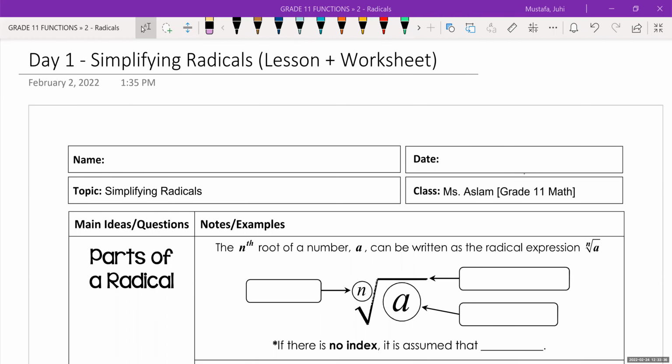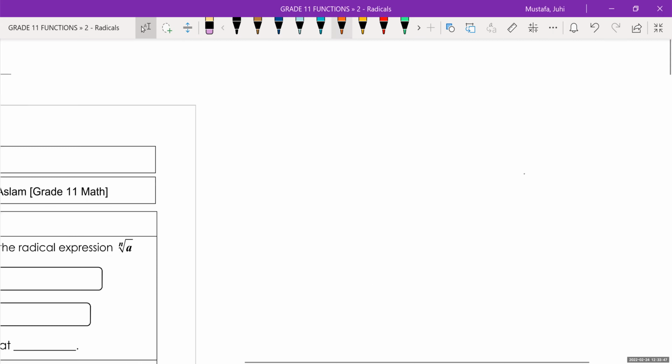So the name of this unit is radicals. You guys have all seen radicals before, but you might not know that they were called radicals. Do you remember when we learned this symbol with a number underneath? You guys have all seen this, right? What do we usually call this? Yeah, we call it the square root.